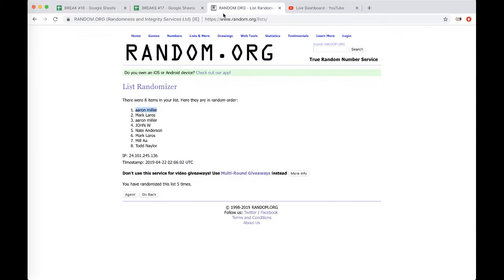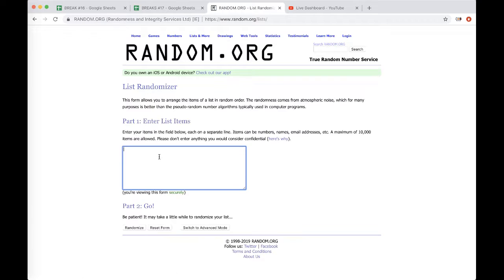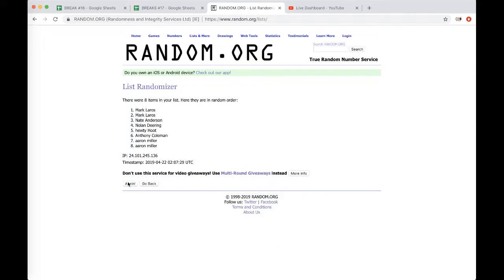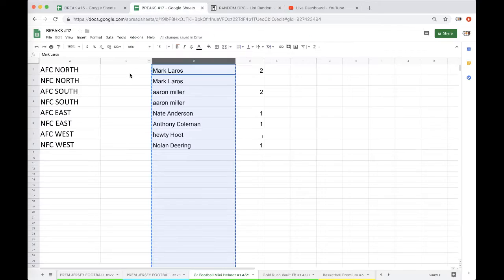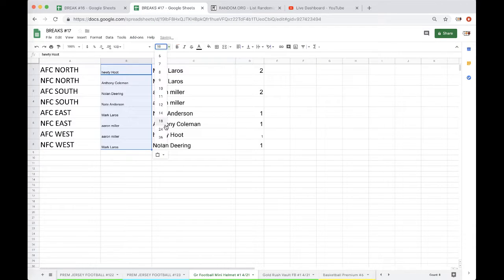All right, guys, 5 times. Randomize it up. Pace and Colin B next to the 8 divisions. That's the division you have for the other break. Once, twice, 3 times, 4 times, 5 times. Hootie Hoot on top, Mark Laris on the bottom, next to the 8 divisions.